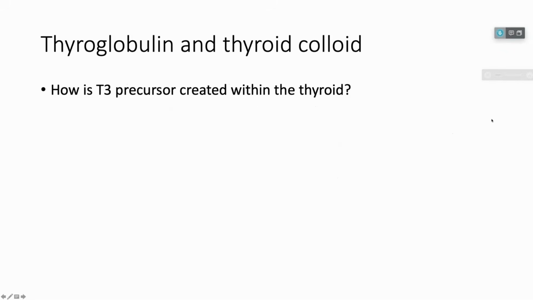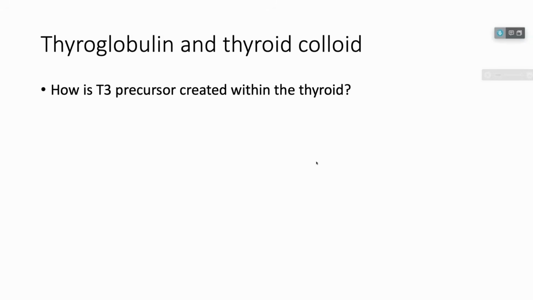So Natalie, how would you make the T3 precursor within the thyroid gland? Generally speaking, again, now that I'm reading these questions I realize they're kind of vague, so I apologize. So when molecules come into the thyroid gland, the tyrosine and the iodine get coupled together.